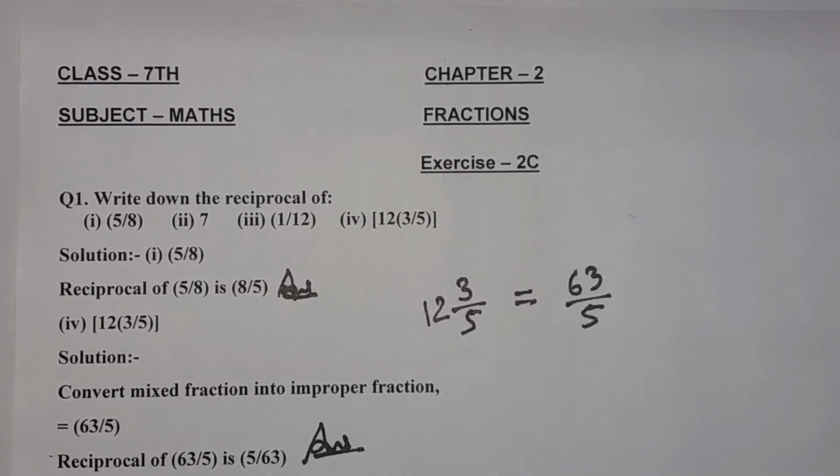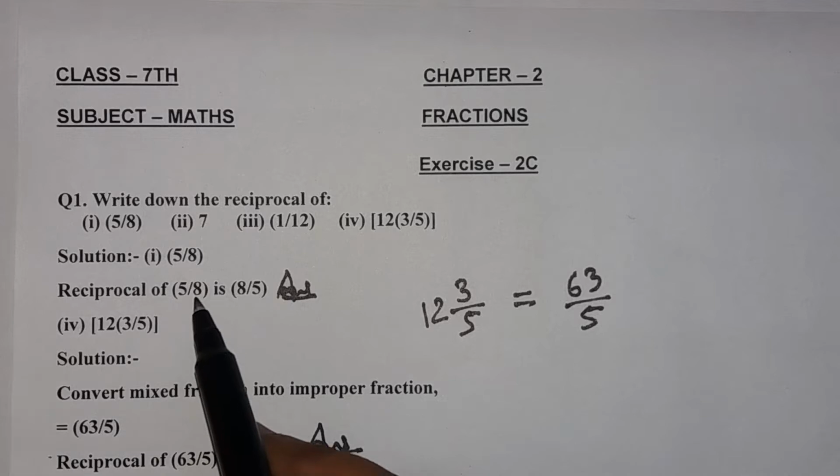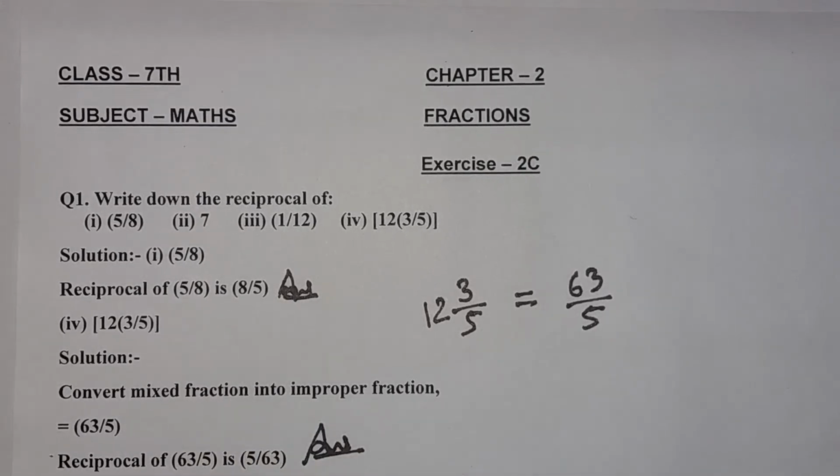Today we are going to start exercise 2C of chapter 2, that is fractions. In question number 1, write down the reciprocal of these parts. In the first part, see 5 upon 8. In reciprocal, we have to convert the denominator into the numerator and the numerator into the denominator. So here 5 upon 8 is given. When we take the reciprocal of 5 upon 8, it will be 8 upon 5. So 8 upon 5 will be the answer.